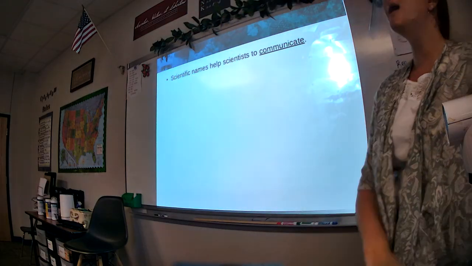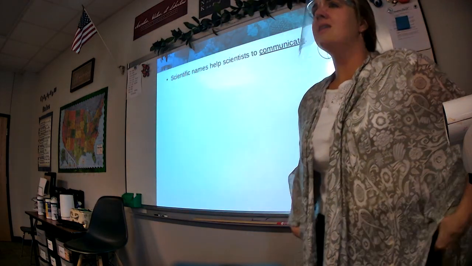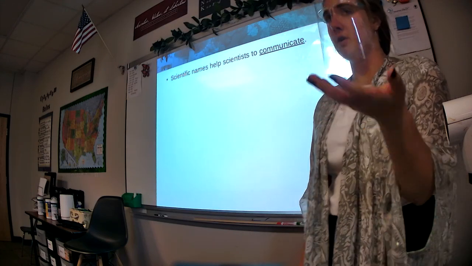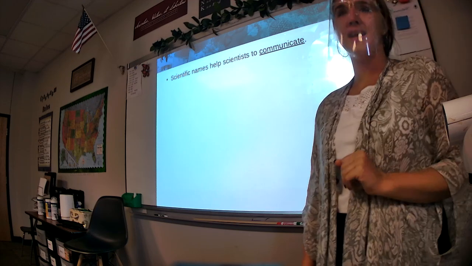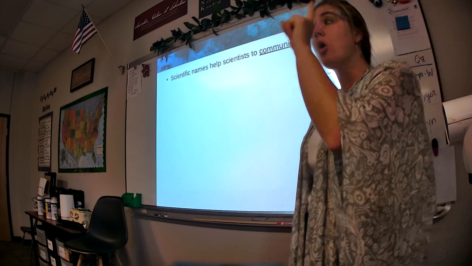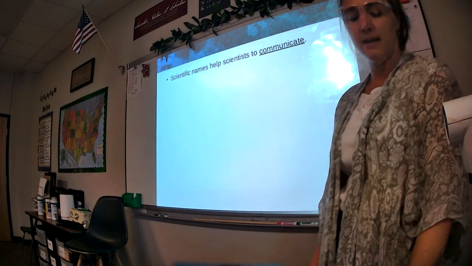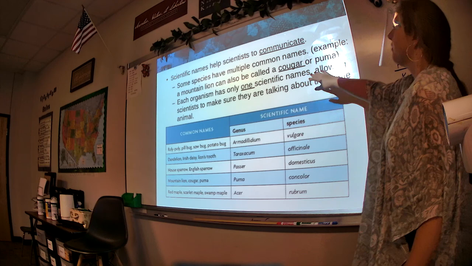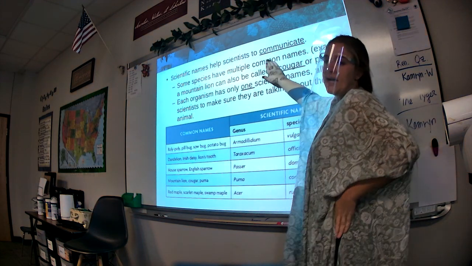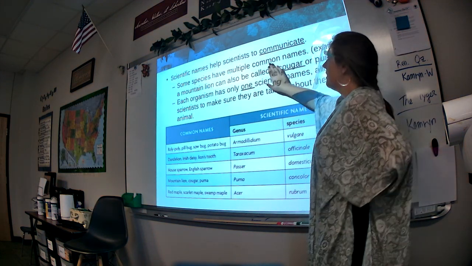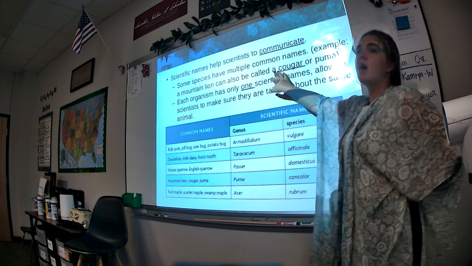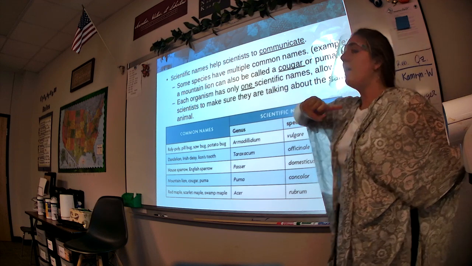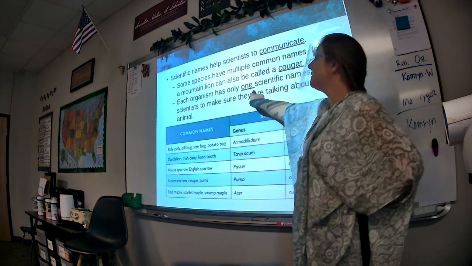So, if I go back to the Chinese guy and I say, wait a second, I think what you're talking about is the Puma concolor. That's the scientific name for a cougar. He says, oh, I know what that is. Okay? Because there's only one scientific name. Does that make sense? Okay. A couple other examples of that. The reason why we have scientific names is to help scientists communicate, because some species have multiple common names, such as a cougar, like I told you. However, each organism only has one scientific name.